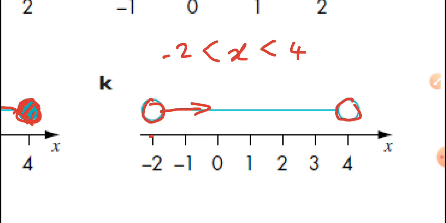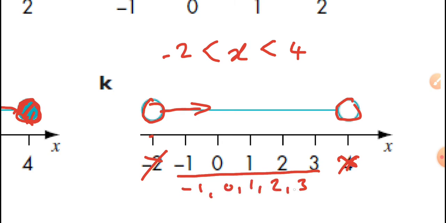So if they asked us what are the integers, it can't be -2 because it's more than -2, and it can't be 4 because it's less than 4. So these are the integers that will fulfill the criteria: -1, 0, 1, 2 and 3. Okay, it cannot be -2 and it cannot be 4 because there's no equal sign in this, because these were not shaded.